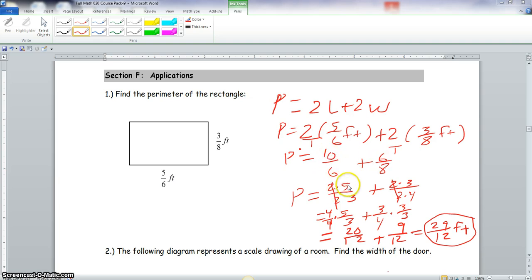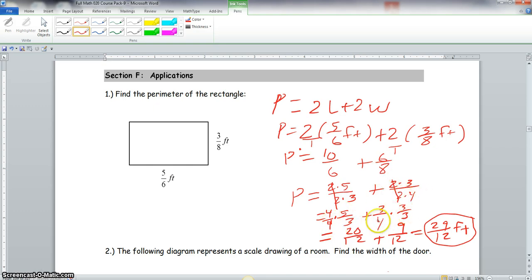We could break 10 down to 2 times 5, and we could break down 6 to be 2 times 3. These 2's will simplify out and leave you 5/3. These 2's here would simplify out and leave you 3/4 because 6 breaks down to 2 times 3, and 8 breaks down to 2 times 4.